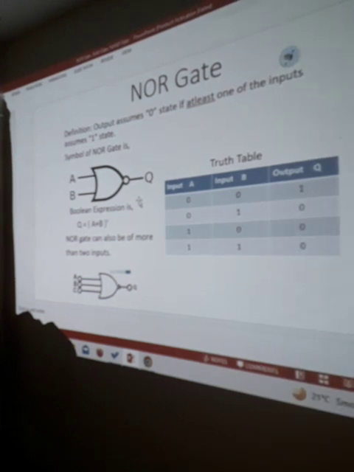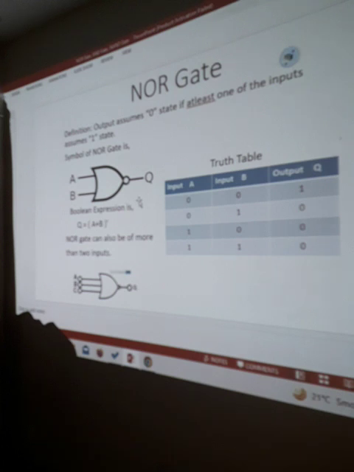Our topic is NOR gate. We can define NOR gate as output assumes zero state if at least one of the inputs assumes one state. Symbol of the NOR gate is drawn. In this figure, we have two inputs A and B and one output Q. Its Boolean expression is Q is equal to A plus B whole complement.